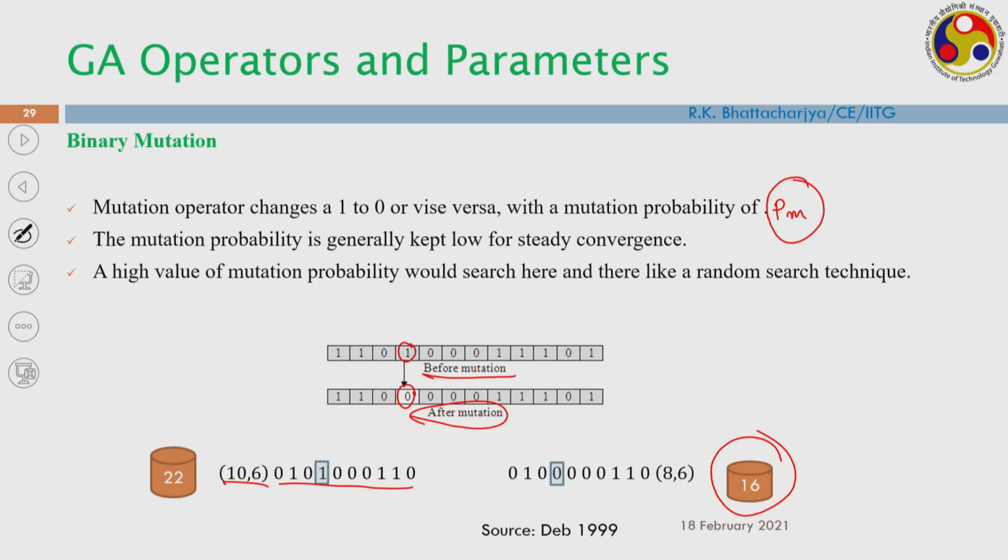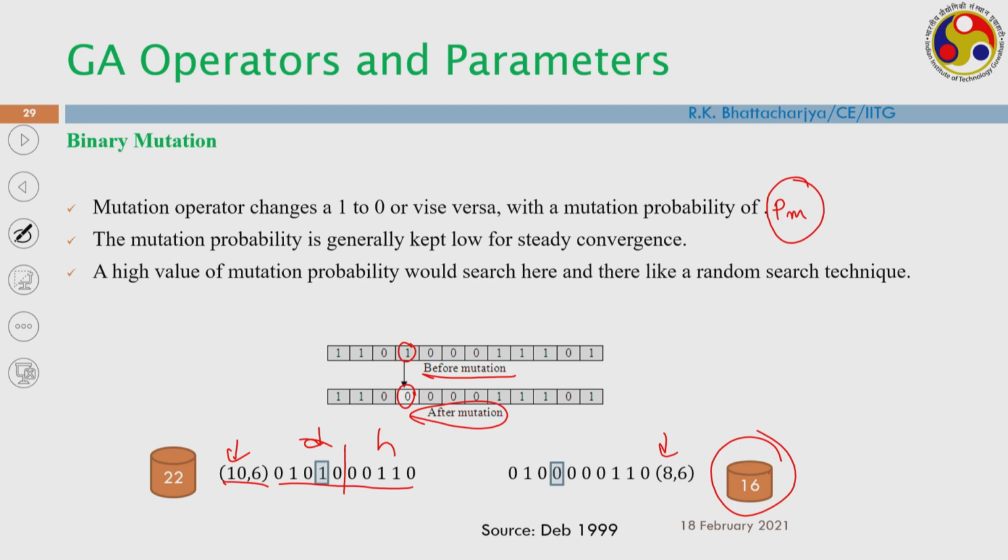Now, what is happening is that, as I said, this bit is now changed. So, this is for the first one, 1 2 3 4. Up to this is the first variable, that is your diameter, and this is your age. In this case the diameter portion is mutated. Therefore, it was 10 and now the value is 8.